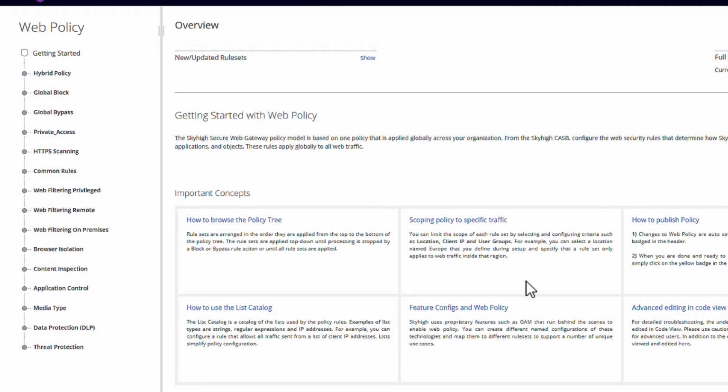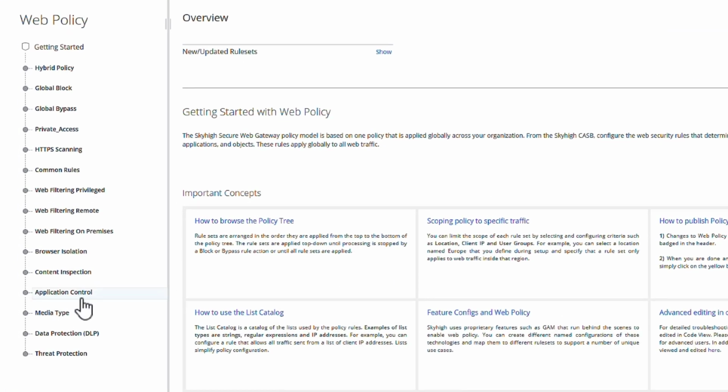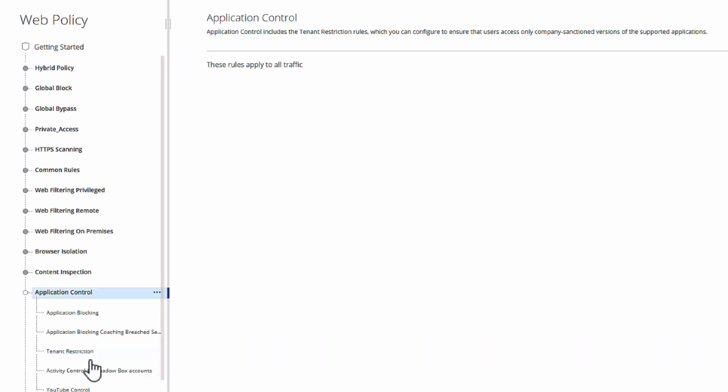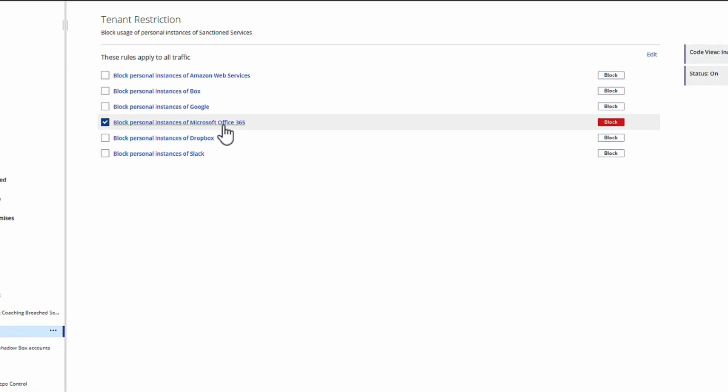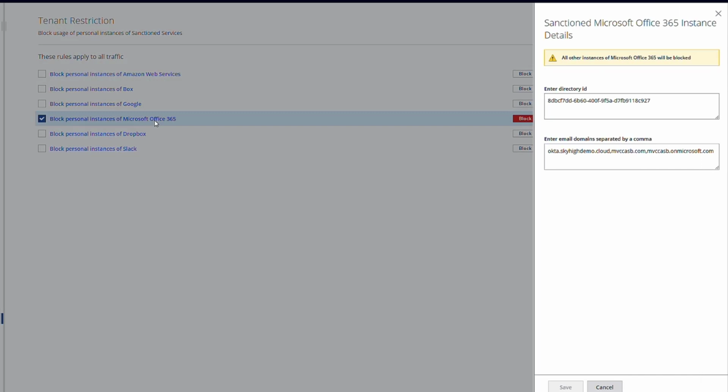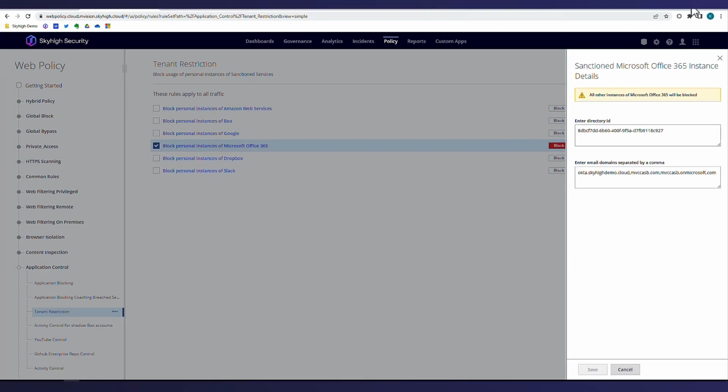The tenant restriction rules in Skyhigh support sanctioned cloud services that include AWS, Box, Google, Dropbox, Slack, and in Ike's use case, M365. To configure the M365 tenant restriction, Ike simply configures the rule with the Azure Directory ID and any approved M365 email domains that are allowed to be logged into.